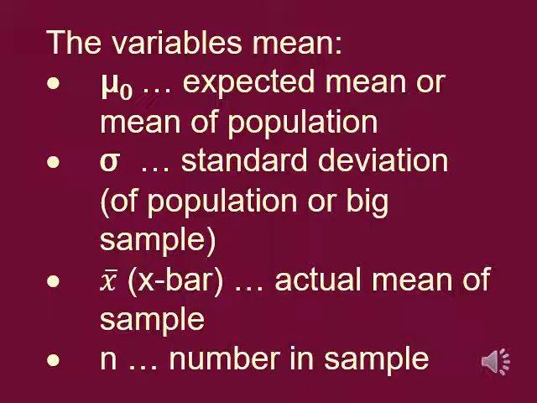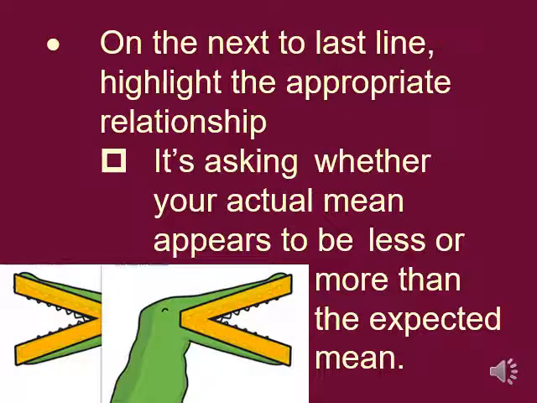The last thing that it asks about is the number in your sample. That, again, either it's going to be given or you just count up how many things there are. On the next to last line on your input screen, it has a line that says something like not equal, less than, greater than. What it's doing is asking you whether the actual mean in your sample seems to be less or more than what you would expect it to be.